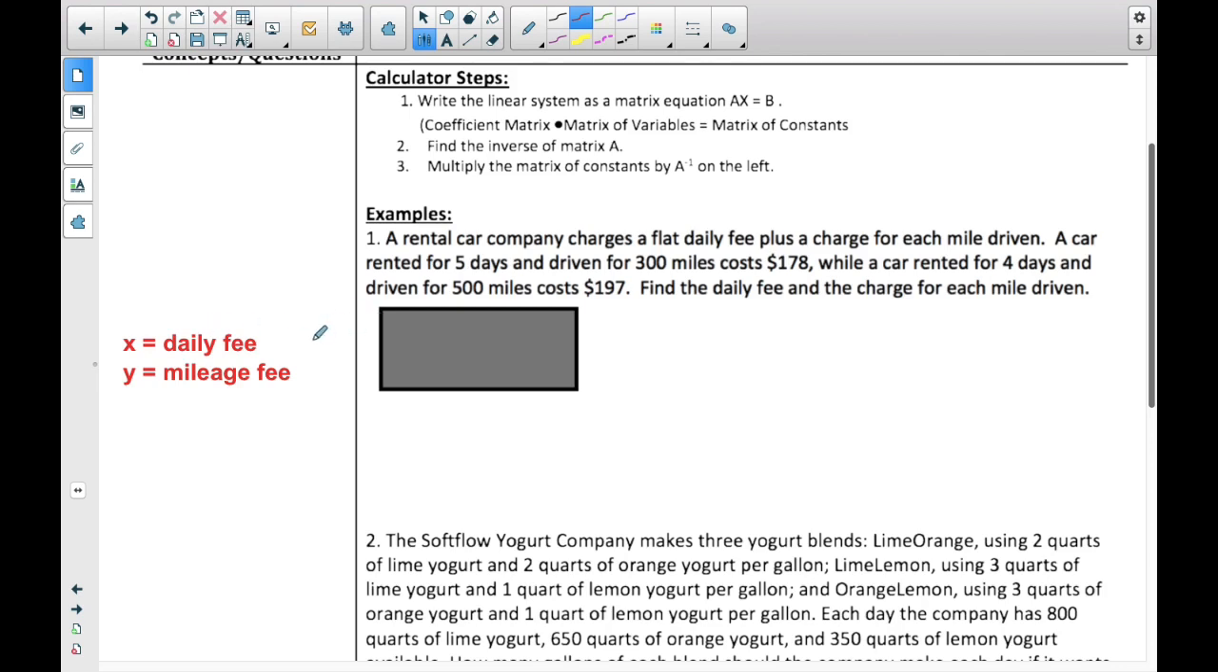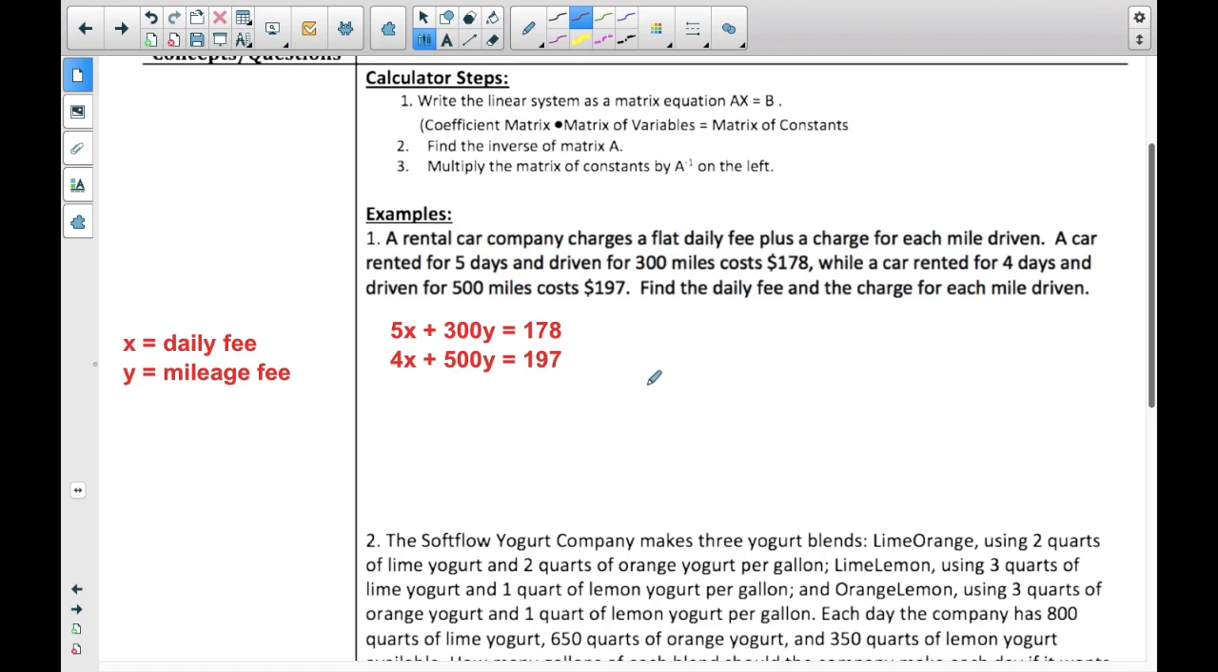If we think about this, we've got two things going on. We've got a daily fee and we have a mileage fee. And we need to put those together and make a system of equations. So take a minute right now, read through there again, see what you would do to set up those equations. Pause the video here. Okay, hopefully you came up with this equation: 5x plus 300y is equal to 178, and 4x plus 500y is equal to 197.